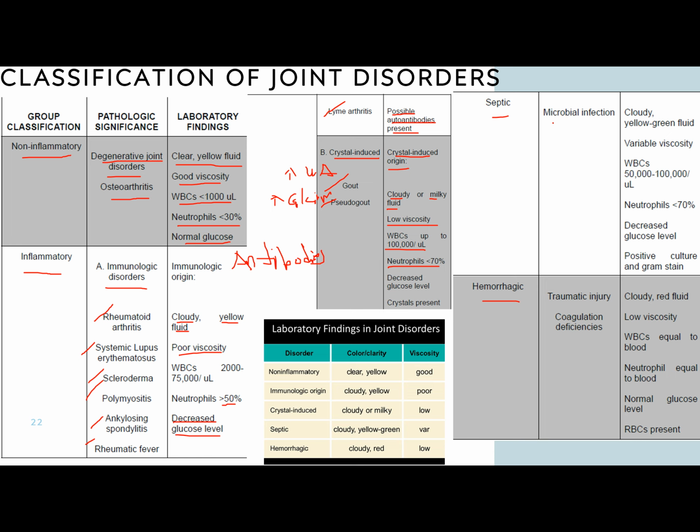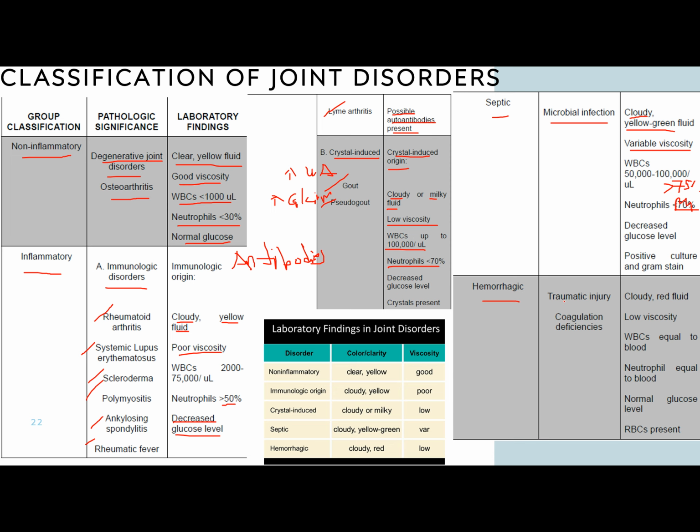Then, if it's septic, this would be seen in microbial infection. So the synovial fluid would be cloudy, yellow-green in color, variable viscosity. WBC count would be 50,000 to 100,000 per microliter. Neutrophils would be less than 70%. Decreased glucose levels, positive Gram stain and culture. Sorry, class, this should be greater than 75% for septic. Take note of that.